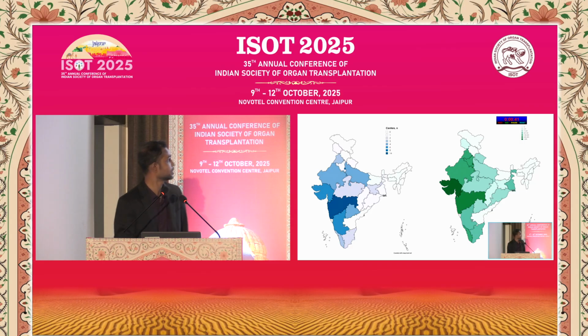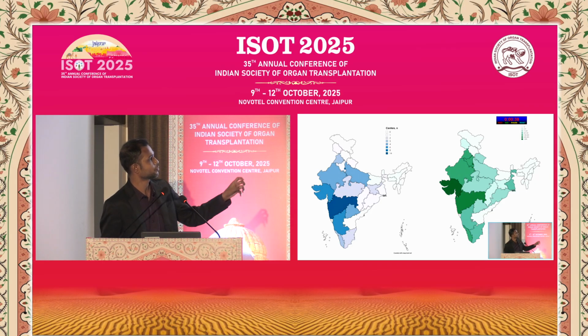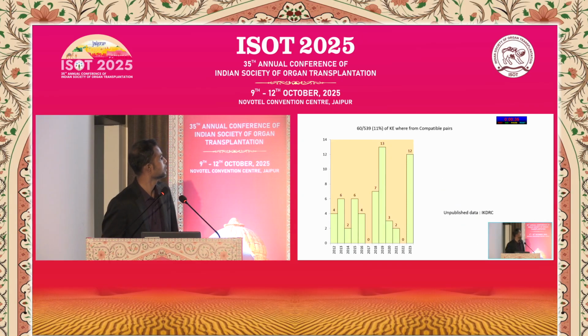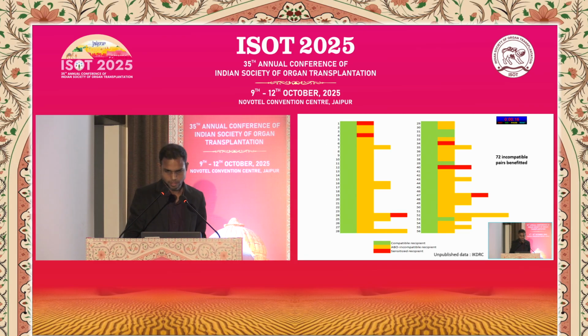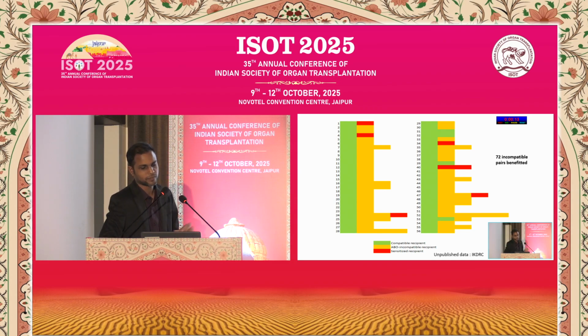So this was the further description of how many centers collaborated and how many kidney exchanges were performed in all the centers. And now I just wanted to highlight how compatible pairs were engaged in our particular center, IKDRC. Here we can see from 2012 to 2023 the number of compatible pairs which were incorporated in the kidney pair exchange. Looking at this under a magnifying lens, the green ones are the compatible recipients, the yellow ones are the ABO incompatible, and the red ones are the sensitized.